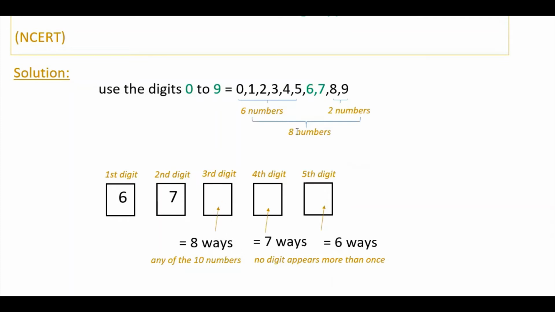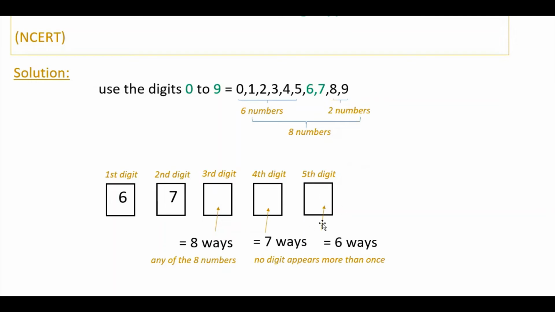And in the third, there are only 8 ways. So 8 ways, any of the 8 numbers. 8 ways, and in the fourth digit, already here 8 numbers, so the remaining 7 numbers you have to use, so that is 7 ways.